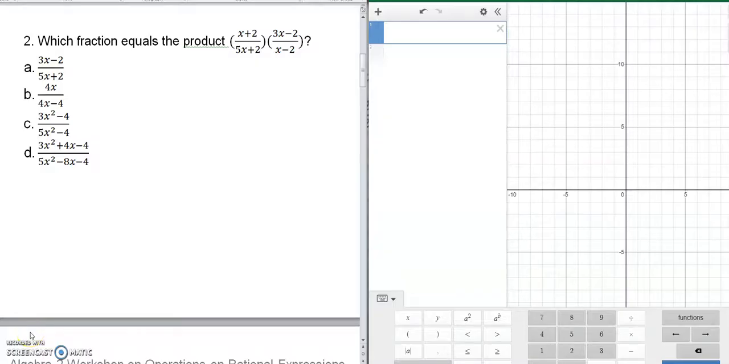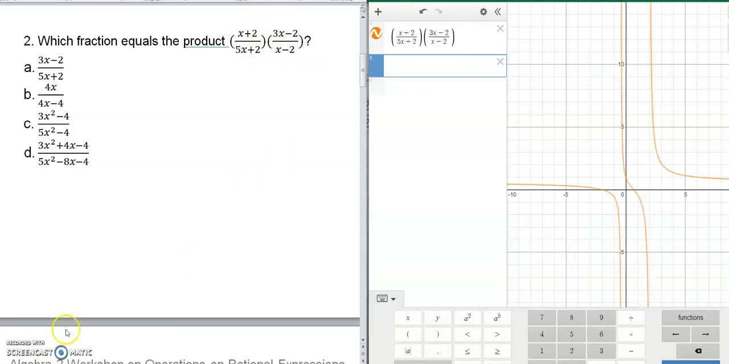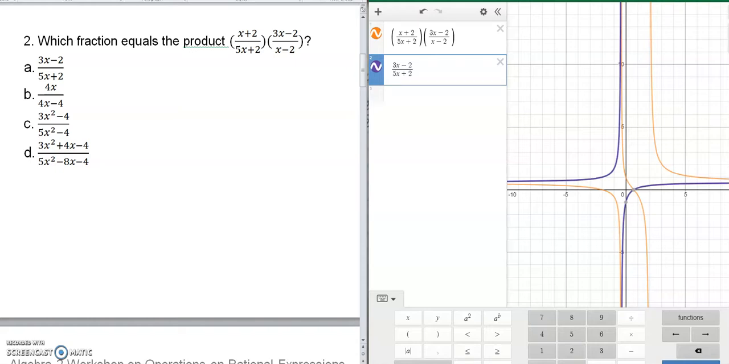Example number 2. Which fraction equals the product of these expressions? So let's go ahead and plug this in on Desmos because you're dealing with only one variable, so you can graph it on Desmos. So this is the graph of this expression, and you will find the answer by plugging in each of the answer choices, and the one that overlaps this graph is the answer. So this is the graph for letter A, and as you can see, it did not overlap on the given expression. So therefore, this is not the answer.